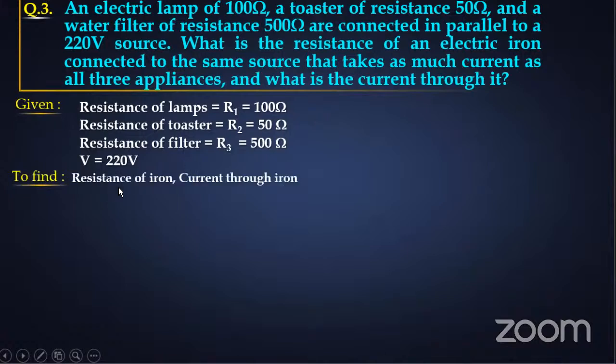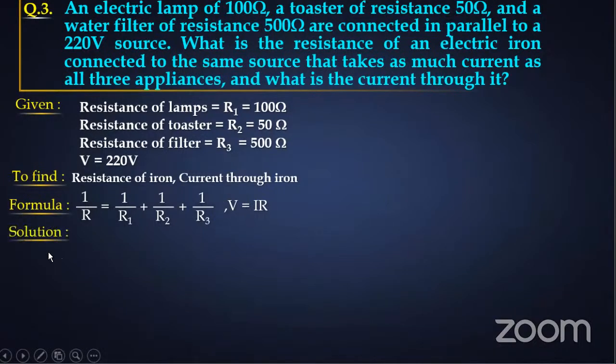And here we need to find the resistance of the iron and the current through the iron. We are talking about an electric iron here. So the formula is 1 by R is equal to 1 by R1 plus 1 by R2 plus 1 by R3. And V is equal to IR. V is equal to IR is according to which law? Ohm's law. Yeah, very good.